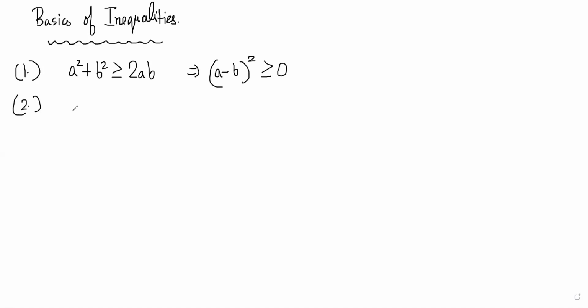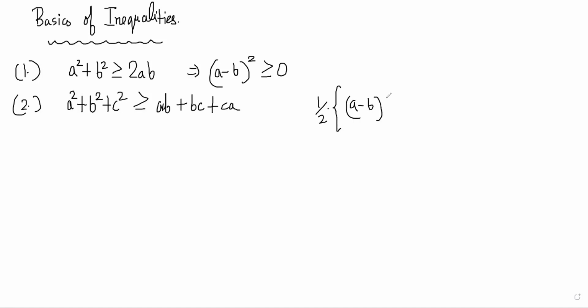The second inequality is the three-dimensional analog of this: a square plus b square plus c square is greater than or equal to ab plus bc plus ca. Again, the proof of this is pretty obvious. When you take it to the other side, you can write it as half of (a minus b) whole square plus (b minus c) whole square plus (c minus a) whole square greater than or equal to 0. So this is also important.